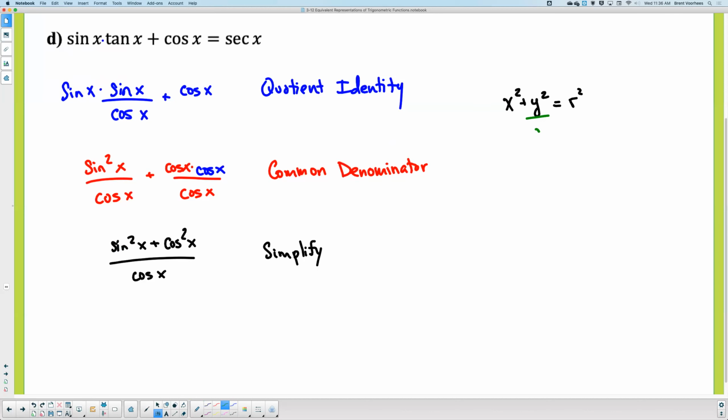Okay, so we need to make it a sine squared. It needs to be divided by r squared. Well, if I divide this by r squared, guess what I have to do all the way through? Divide by r squared. So if this is cosine squared and this is sine squared, what is cosine squared plus sine squared? 1. Not r squared over r squared. It's equal to 1. This numerator is equal to 1. That's the Pythagorean identity.